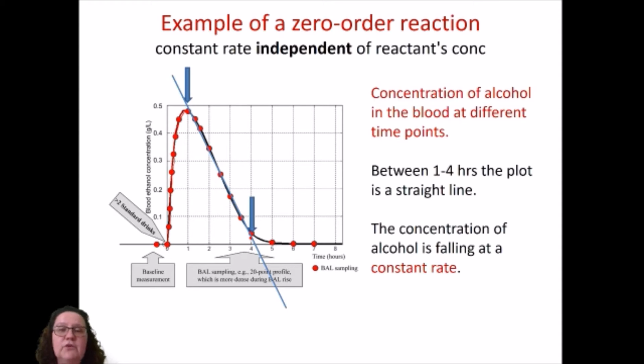This is an example of a zero order reaction, in which the reaction rate is constant, independent of the concentration of the reagent. So here we've got on the y-axis the concentration of ethanol in blood, and on the x-axis, time in hours. And as you notice, between 1 and 4 hours, these 2 points here, the concentration of ethanol in blood decreases steadily and is not dependent on the concentration of alcohol. It decreases at a constant rate. That is an example of what a zero order reaction looks like.